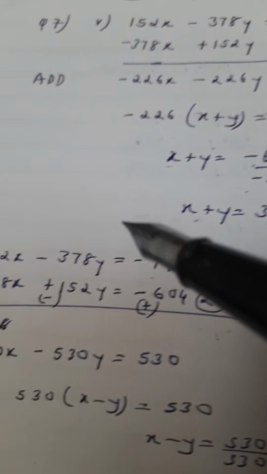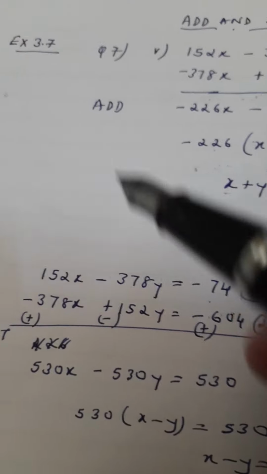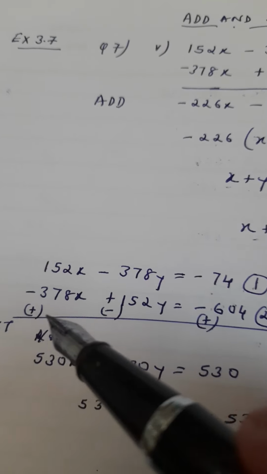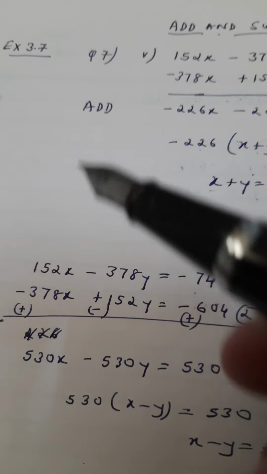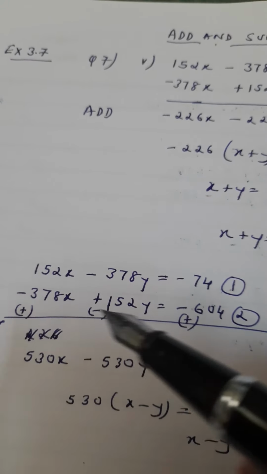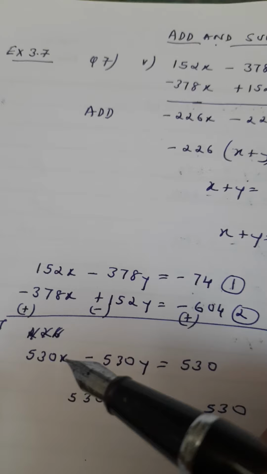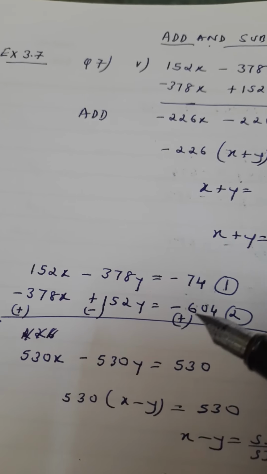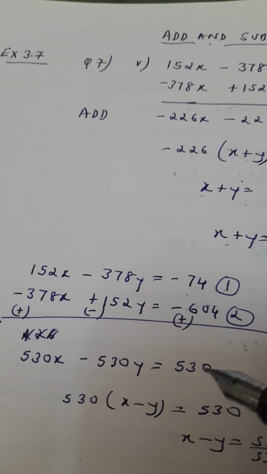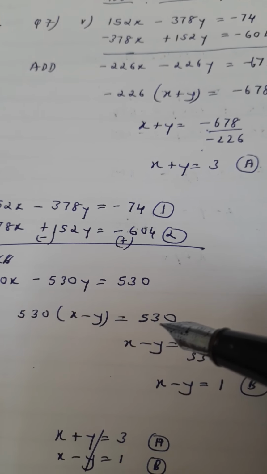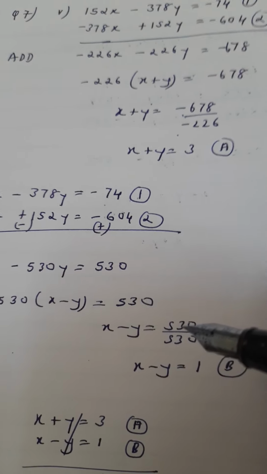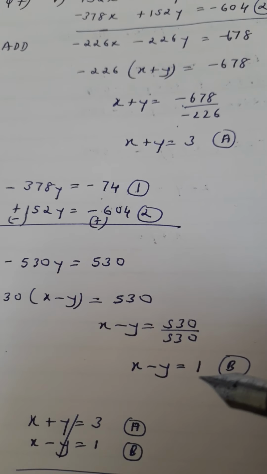And I'll repeat the process now. Note down the question. Now instead of adding, now I am subtracting. So when you subtract, the signs will change. That's why it's called the add and subtract method, because first we are adding and then we are subtracting. So signs changed. Now you will add this 530x minus 530y, 604 minus 74, 530. Take 530 common. Inside the bracket you get x minus y equal to 530. So x minus y is 530 upon 530. So x minus y is 1.